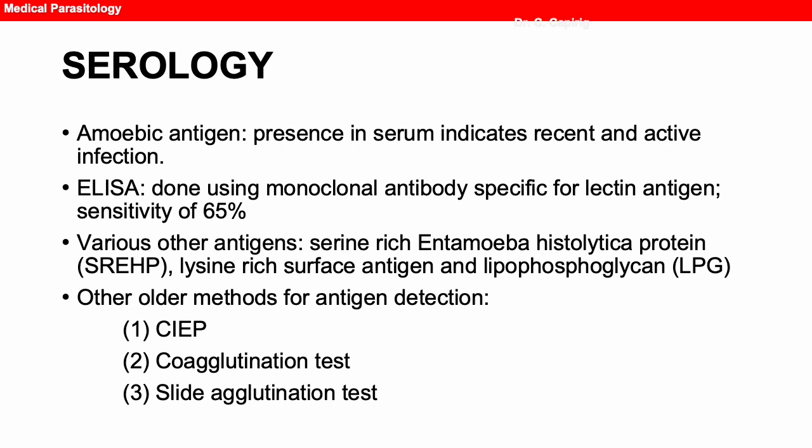Other various antigens can be detected through serology, but they are not quite common, such as serine-rich Entamoeba histolytica protein or SREHP, the lysine-rich surface antigen, and lipophosphoglycan or LPG. Other older methods of antigen detection are the CIEP, coagglutination test, and slide agglutination test.